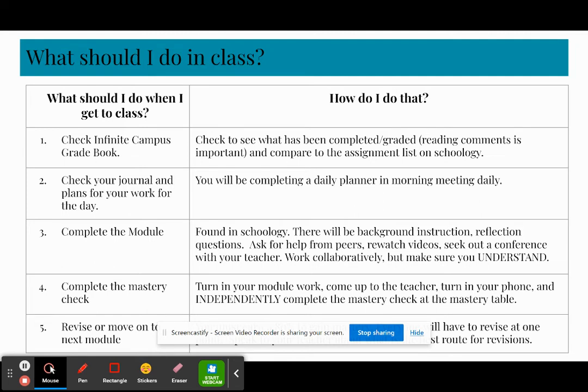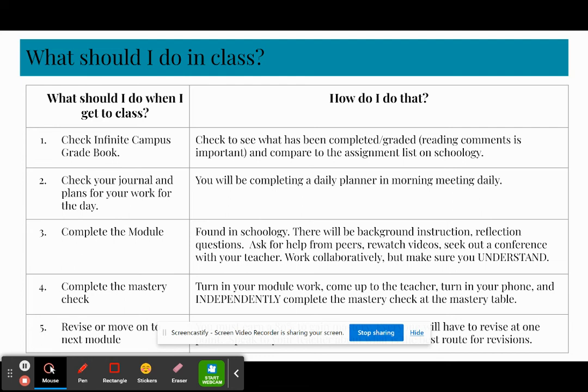You need to check your journal, whatever you're doing to plan out your day and plan out your work for the day. You're going to complete the module. These are in Schoology. The first link in the unit is going to have your pacing guide with due dates. So you want to check that first, check it against Infinite Campus, and then go to the module and complete it. You will see that if you click down on the folder, it will show you the directions for the day, what needs to be done, and then there will be background instruction, reflection questions. You will ask help from peers, rewatch videos, seek out a conference with me if you need to, and work collaboratively, but make sure you understand.